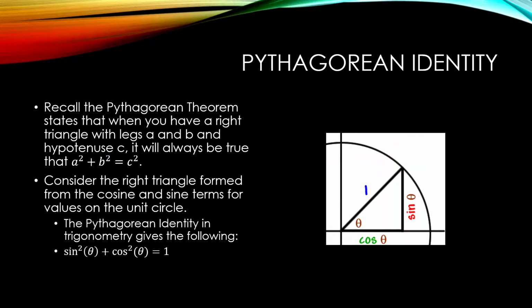We also have Pythagorean identities, and we've got 3 of them, but they all come from this idea. We know that this is a right triangle. We know this side is sine. We know this side is cosine, and we know this is always 1. Because of that, we know that sine squared plus cosine squared is equal to 1 squared. And so the Pythagorean identity in trigonometry is sine squared plus cosine squared of a given angle is always 1.